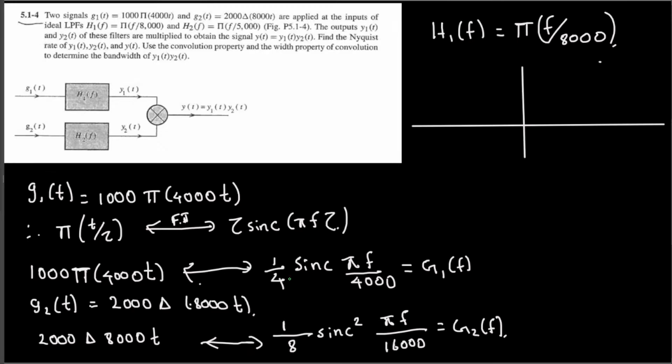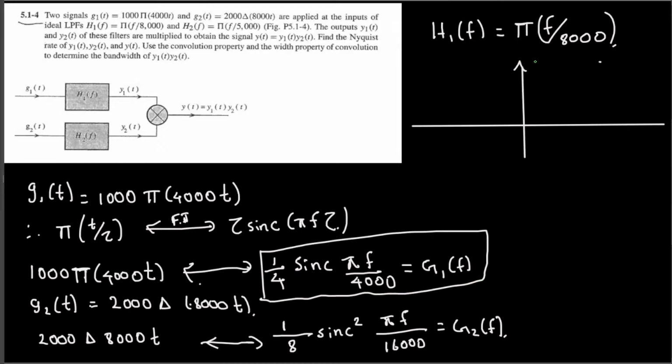Okay, we are going to have a graph for this one. I'm drawing for this one, that is g1 of f. So we have a sinc graph. The sinc graph looks like this. It's like a wave pattern. Like this. Okay, in this case this is minus 8000 and this one is plus 8000.